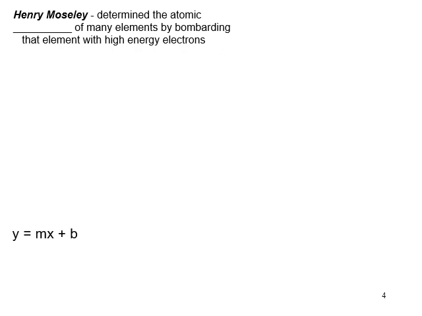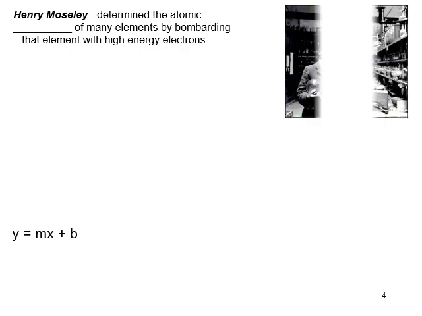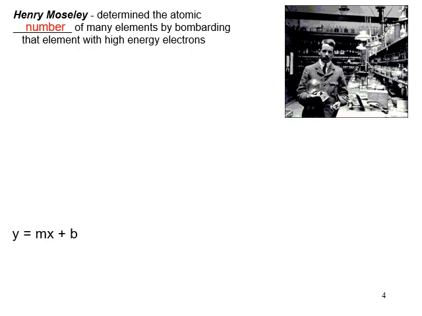Henry Moseley was another one of our scientists. Now, he was active during World War I. He actually died during the war, and that was kind of sad, because he found the relationship between the atomic number and how to order the elements in the periodic table. So Henry Moseley determined the atomic number of many elements by bombarding that element with high energy electrons. If you remember Rutherford's experiment, he was bombarding gold foil with alpha particles and then seeing how those alpha particles were deflected or bounced back, and that gave us evidence for the nucleus of the atom.